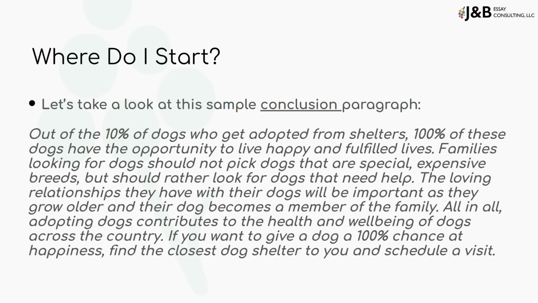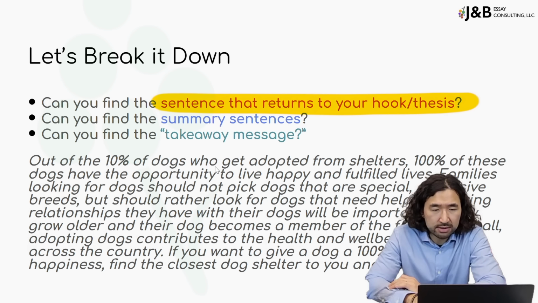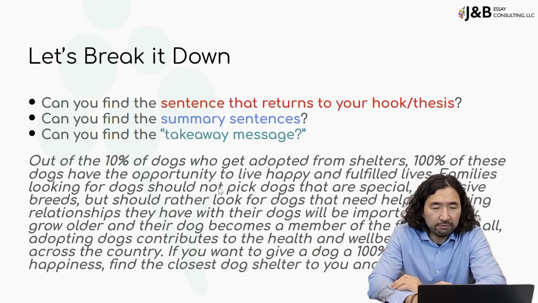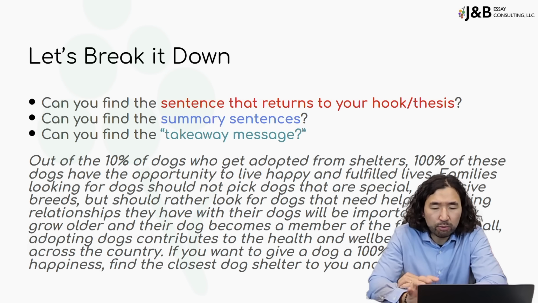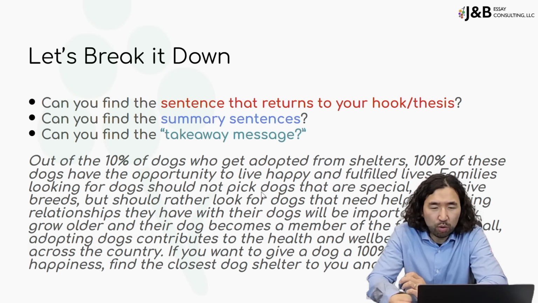So we have a paragraph, presumably a conclusion paragraph, right? It, of course, contains a number of sentences. Let's dissect them. Let's break this paragraph into 3 parts. First part, the sentence that returns to your hook or thesis. We expect that sentence to be at the very beginning of this paragraph. Second part, summary sentences. Those should be somewhere in the middle of the paragraph. Lastly, the takeaway message. One or two sentences that will wrap up or give readers homework. They will usually be at the end of the conclusion paragraph.